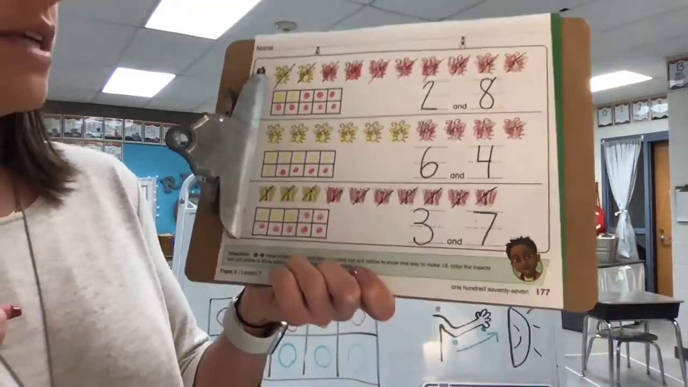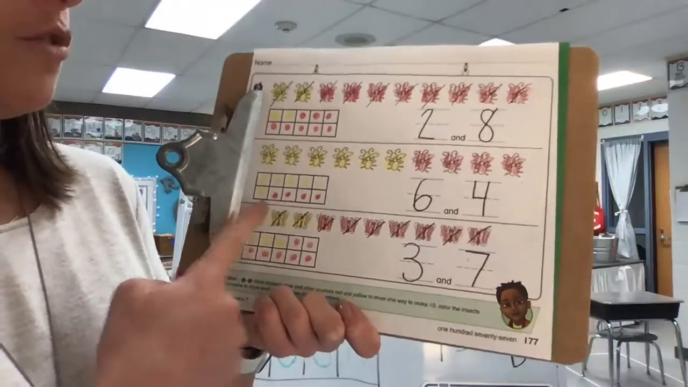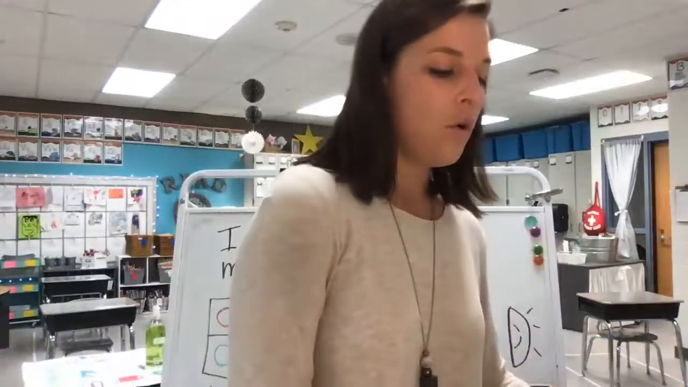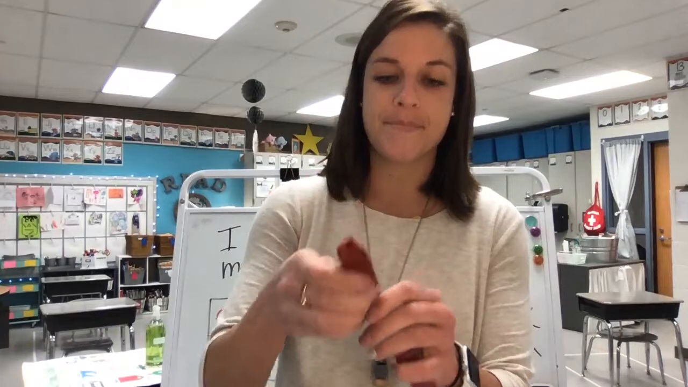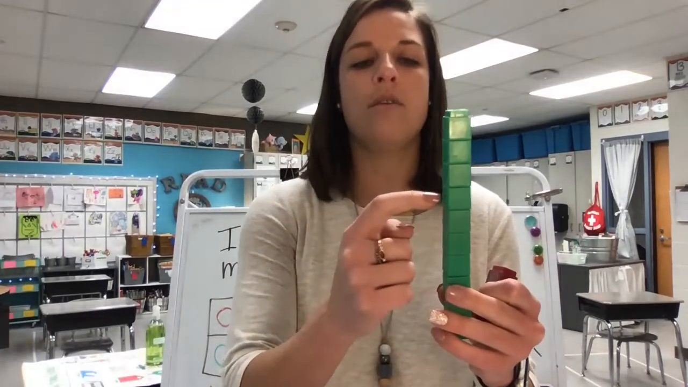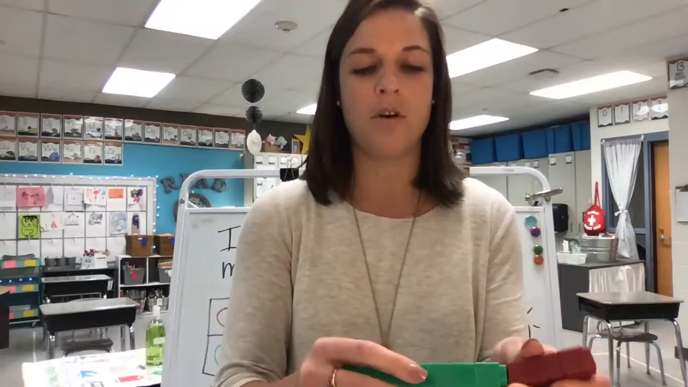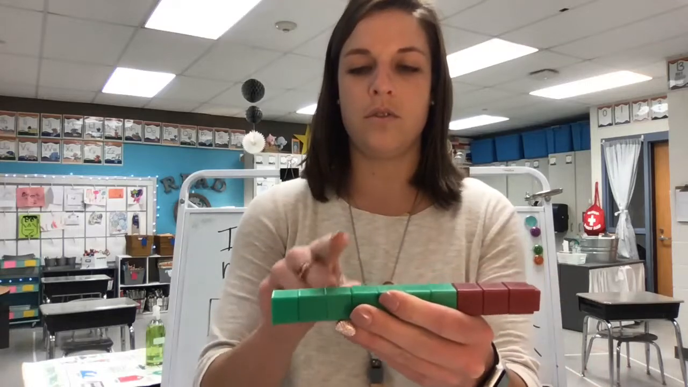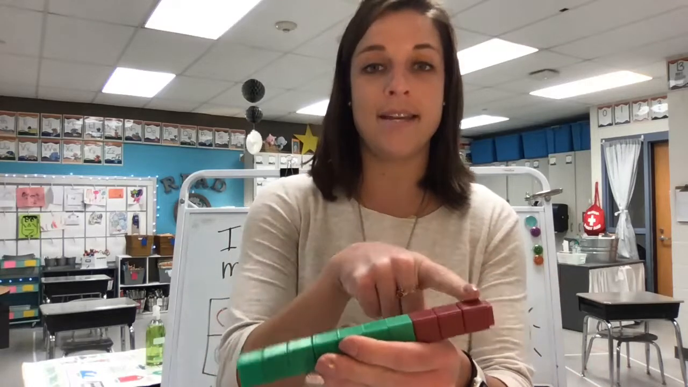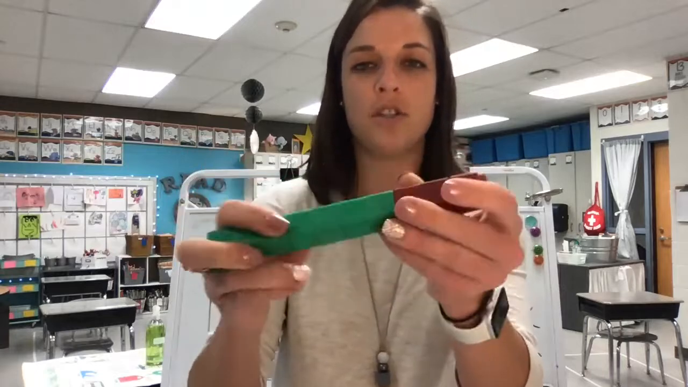Okay, so now I see another way to make 10 is by having a group of 3 and a group of 7. Or I can break 10 into 2 groups and have a group of 3 and a group of 7. So let's count 3 red, 1, 2, 3, and 7 green. 1, 2, 3, 4, 5, 6, 7. Now let's put them together and see how many we have all together. 1, 2, 3, 4, 5, 6, 7, 8, 9, 10. So I have my 3 and 7 also makes 10.